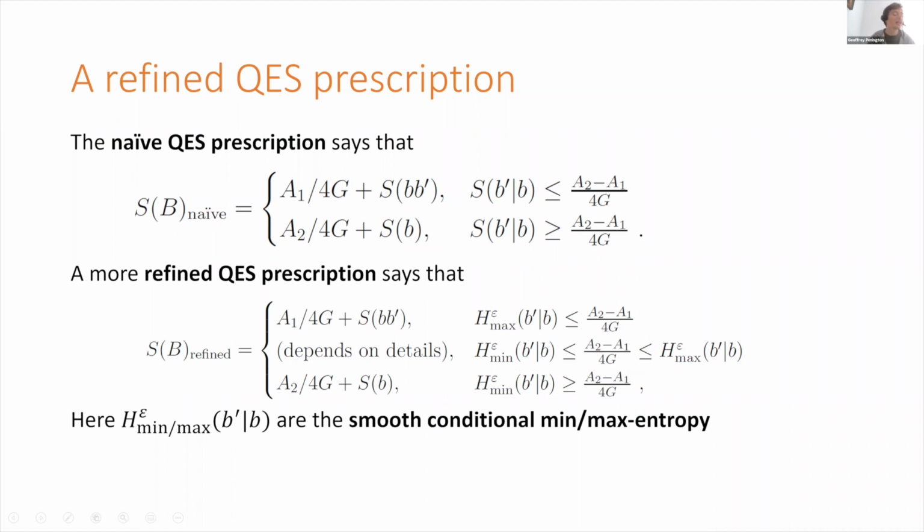Okay, and in that case, the general answer is just that it's complicated, and it seems like there's not some general simple rule like the QES prescription, but at least we know that the QES prescription is not right, and you should get large corrections.